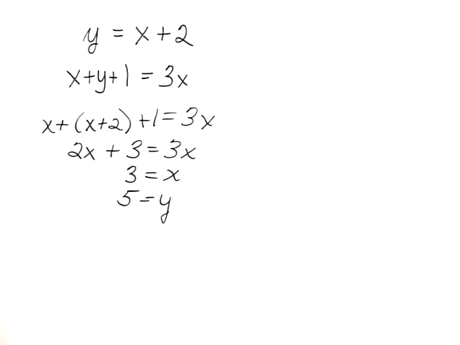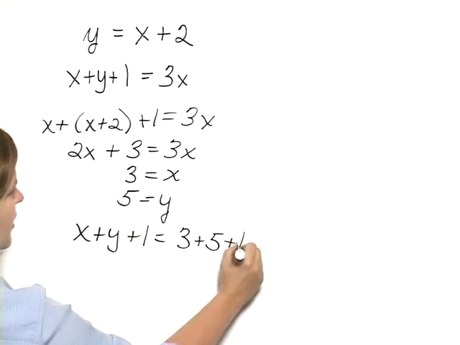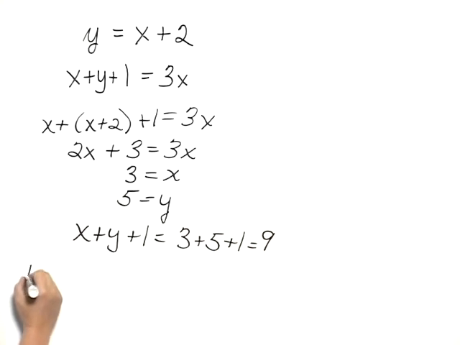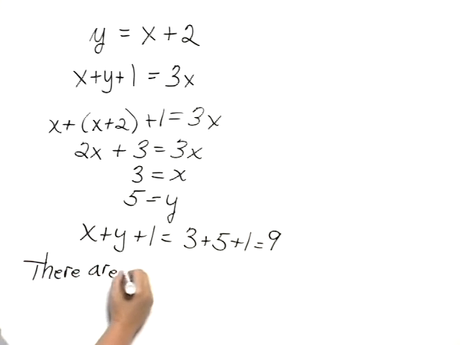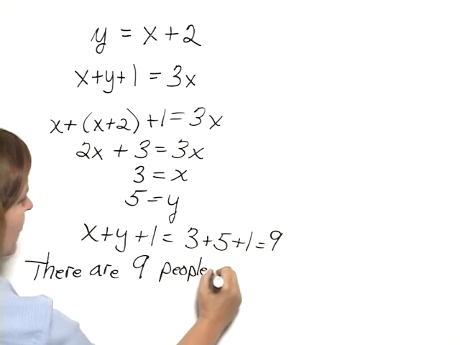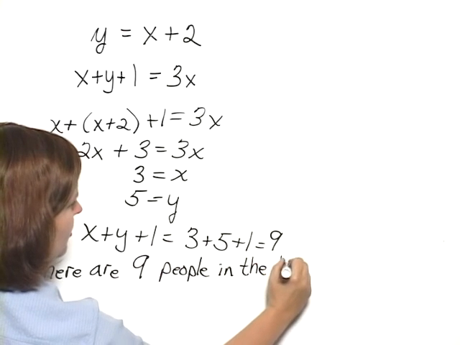Now, if you look back at the problem, it asks for the number of people in the entire line. That was x plus y plus 1, which is 3 plus 5 plus 1, which is 9. So the statement of the answer would be: there are 9 people in the line. People ahead of you, people behind you, and you yourself.